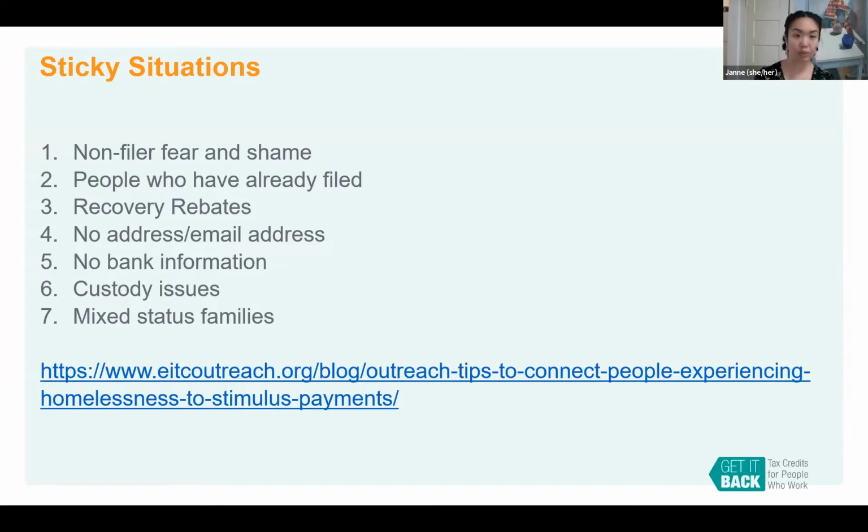Another couple issues I wanted to point out were just that a lot of folks are worried that the advance payments are a loan. So reassuring folks that that is not the case. And there are a lot of folks who don't have an address or bank account information.